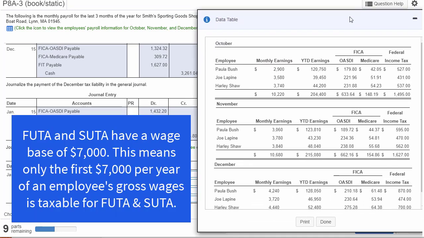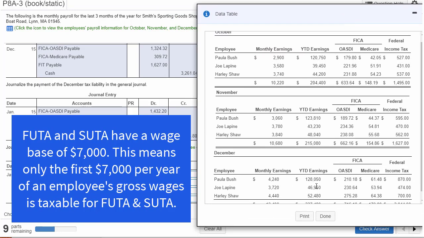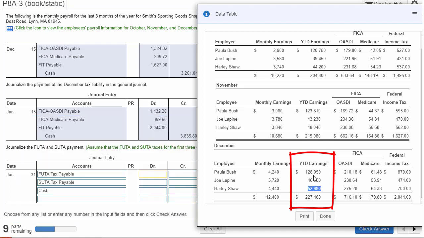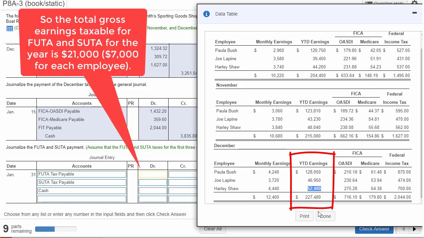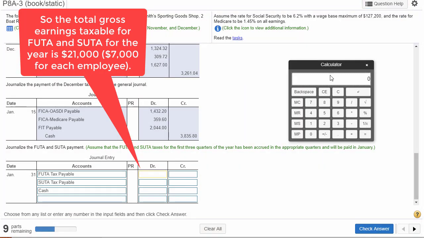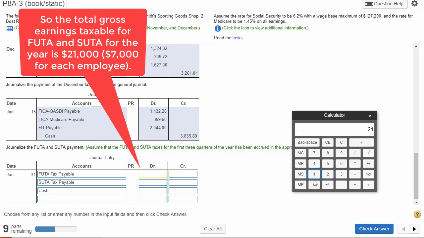So let's see if everyone made over $7,000. So it's the end of the year. We're looking down here in December, and their cumulative earnings for the whole year, everyone is over the 7,000 wage base for FUTA and SUTA. So how much is taxable for Paula? 7,000, because she's over the limit. How much for Joe? 7,000. He's over the limit. Harley, he's also over the limit. So the amount of taxable is 7,000 per person. So 7,000 times 3 is 21,000. So let's get out the calculator.